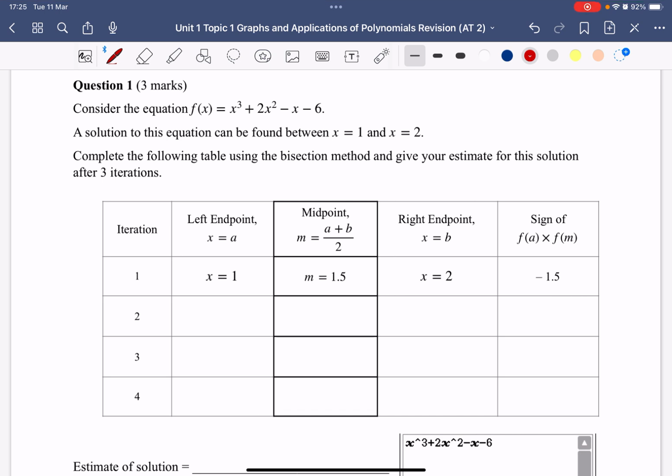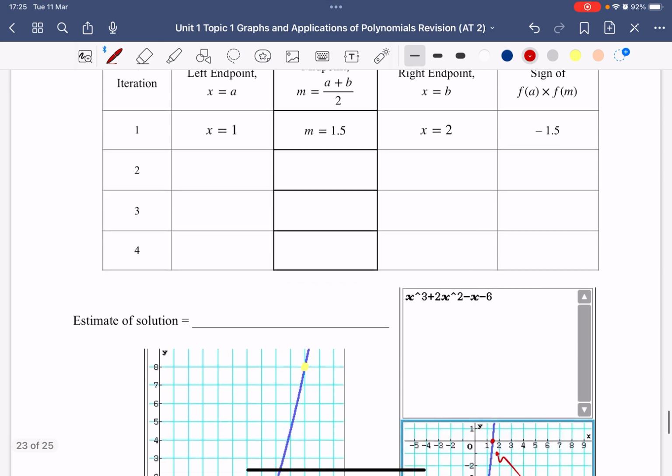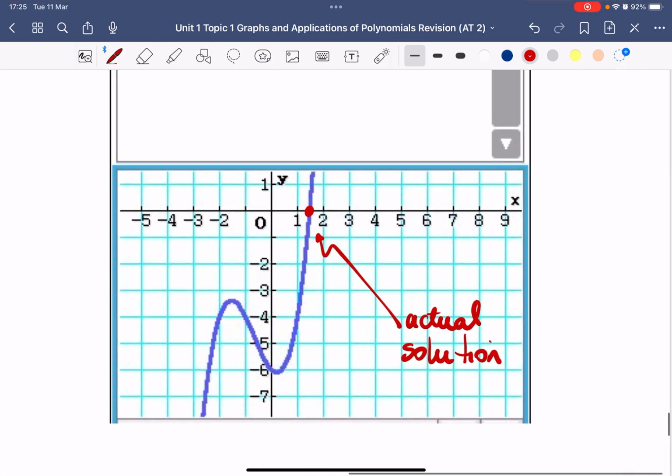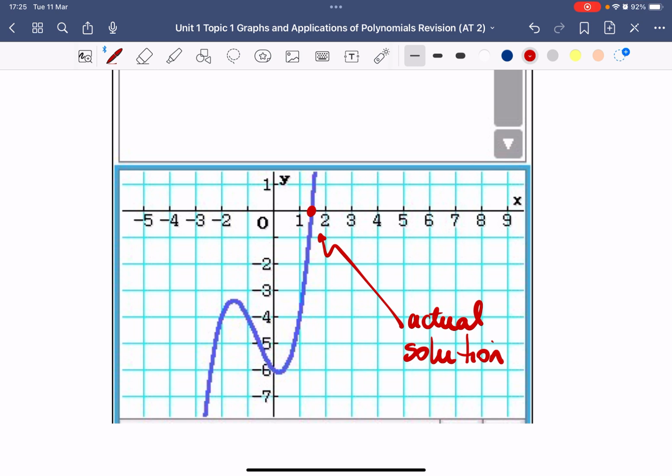Before I actually do this table, I'll just offer a brief explanation of how the bisection method works and what it's used for. So here's a graph of the function we're given. And what the bisection method is attempting to do here is to give us an answer for when the graph has an x-intercept, or when the function equals 0, and it's this red dot here.